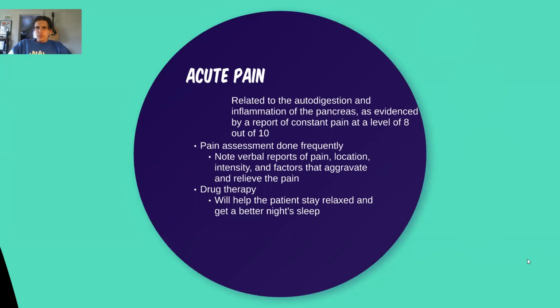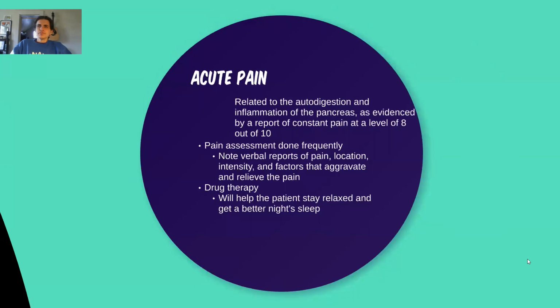Noting verbal reports of pain, location, intensity, and factors that aggravate and relieve the pain. And drug therapy will help the patient stay relaxed and get a better night's sleep and recovery, right? So we have that morphine prescribed, and we have other lesser medications that will help with pain, but typically that morphine is what is being given now.